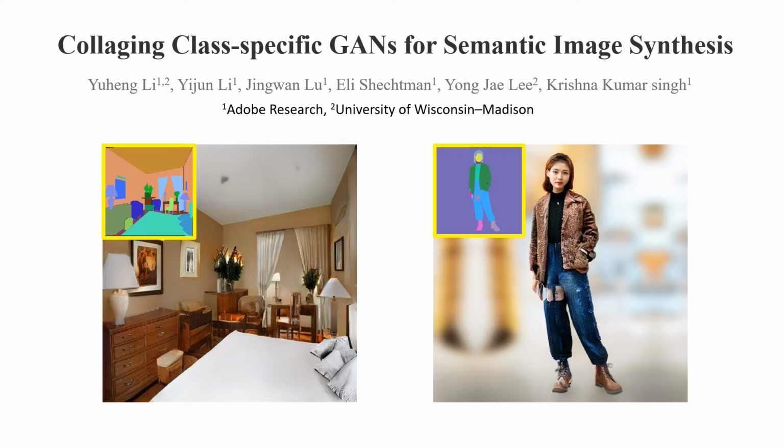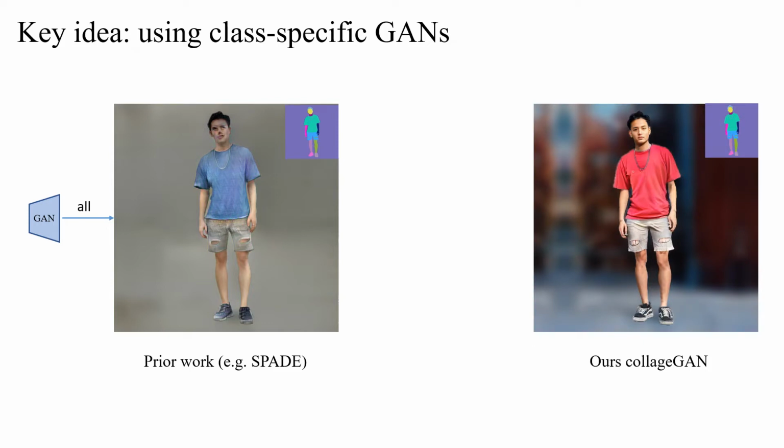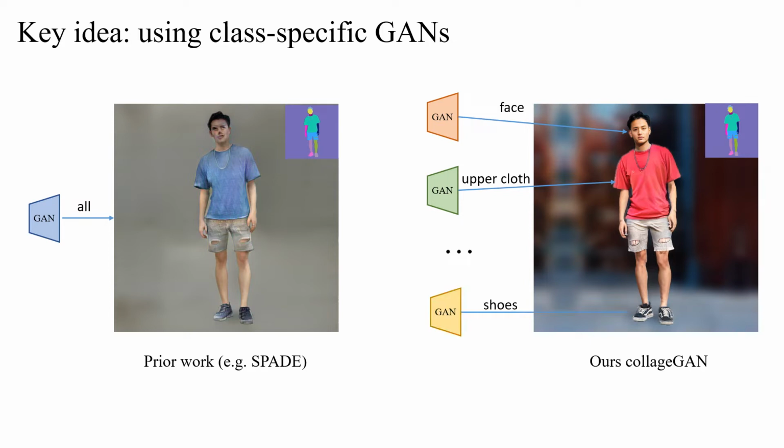Here we introduce our work. We propose a new idea for semantic image synthesis. The key novelty in our work is using class-specific GANs for image synthesis. Prior work, such as SPADE, only has a single model to generate all pixels in the result image. However, we have a separate GAN for each class, and their results are collaged together to generate the final image.